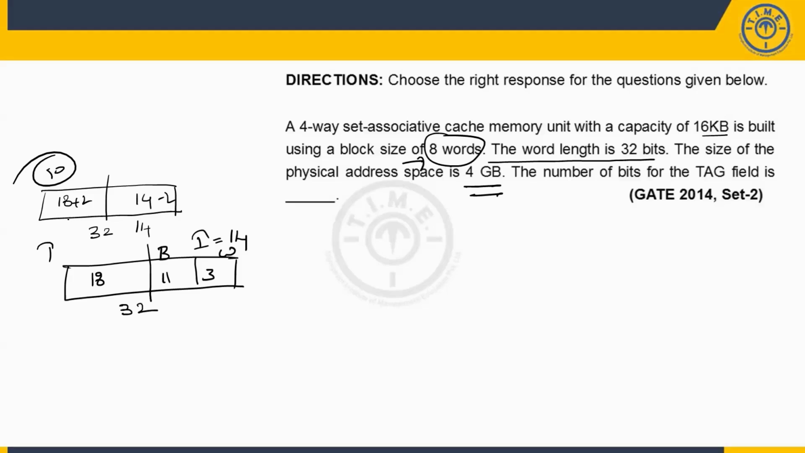Yes, sir. In tag, for every associativity, one will be added. So I did not go for this. Anyhow, you just need to practice dividing the total address into tag, index, and word field. Now this index is equal to index plus 2. Since it is 4-way associative, block is equal to block minus 2. It will be 9.